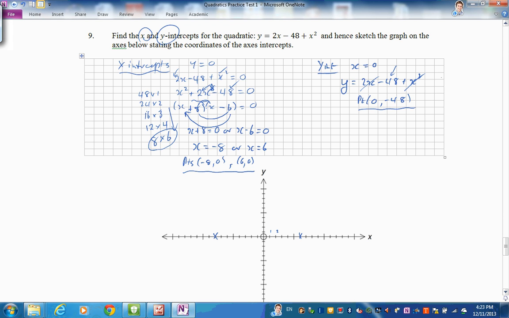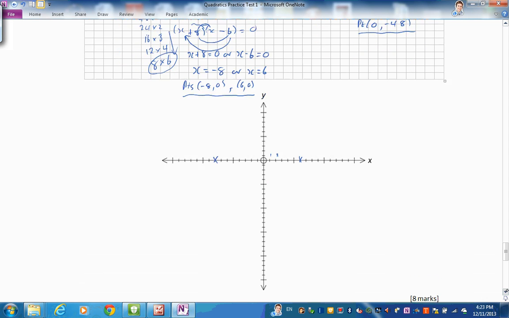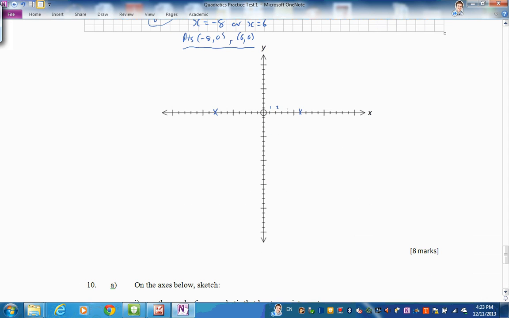Come back and do some marks in a minute. Let's go down here. Well, that's why all this is so big. So 10, let's call this negative 10, negative 20, negative 30, negative 40, 2, 4, 6, 8. So there it is. Let's mark them in now. (0, -48). This one was (6, 0). This one was (-8, 0).